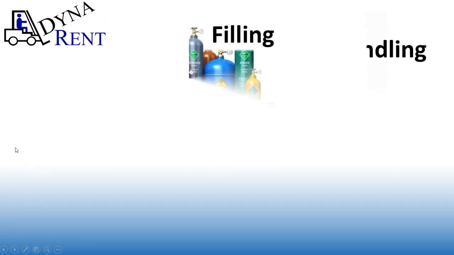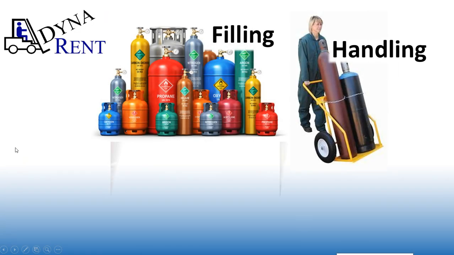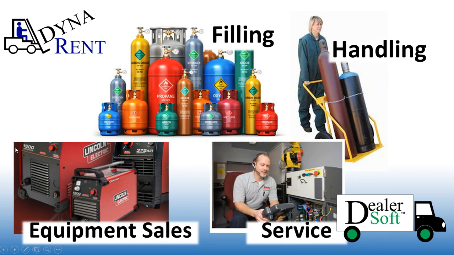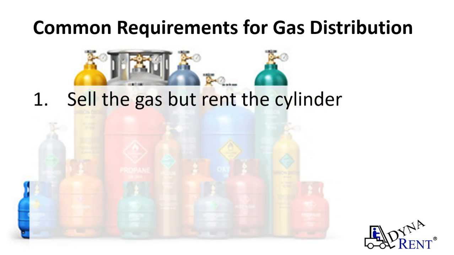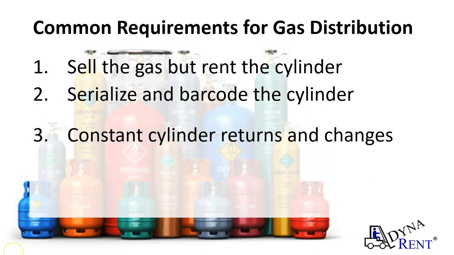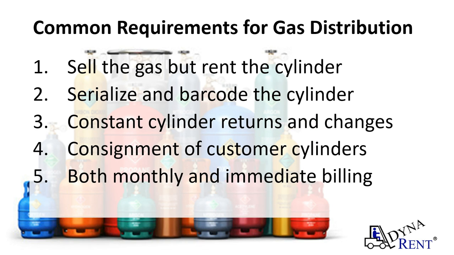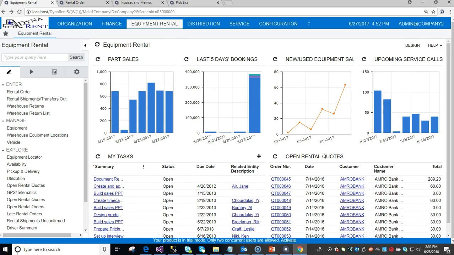DynaRent handles all requirements for cylinder rental, filling, handling, and distribution. And DealerSoft handles all requirements for equipment sales, service, and repair. Common requirements for gas distribution include cylinder rental, serialization, constant returns and changes, consignment sales, and complicated billing requirements. So let's take a look at how DynaRent accomplishes these things.